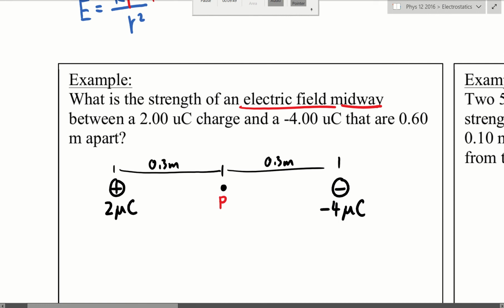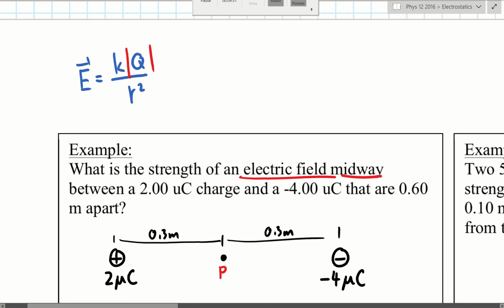Now this point has nothing in it. It's just a point. It's called point P. Okay, so first of all, positive charge looks like what? Positive charge looks like this, right? So it looks like this with all its arrows going away from it.